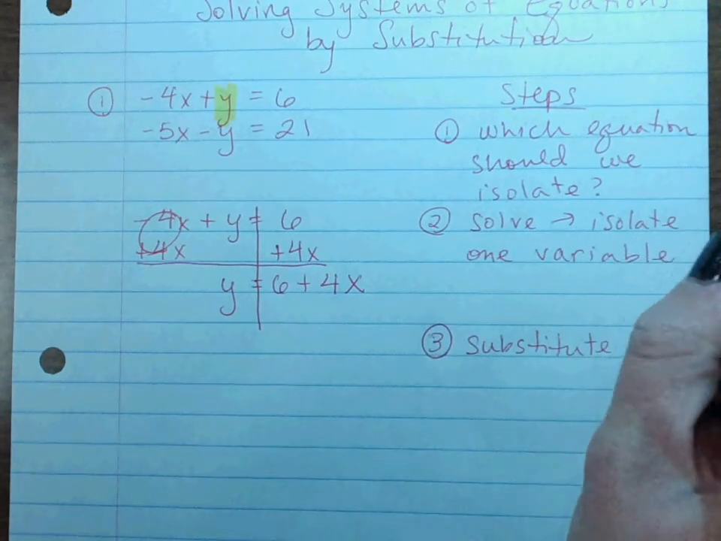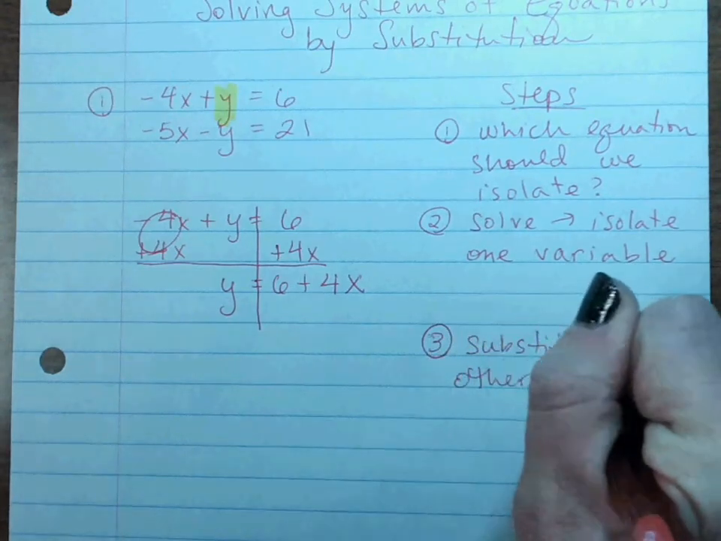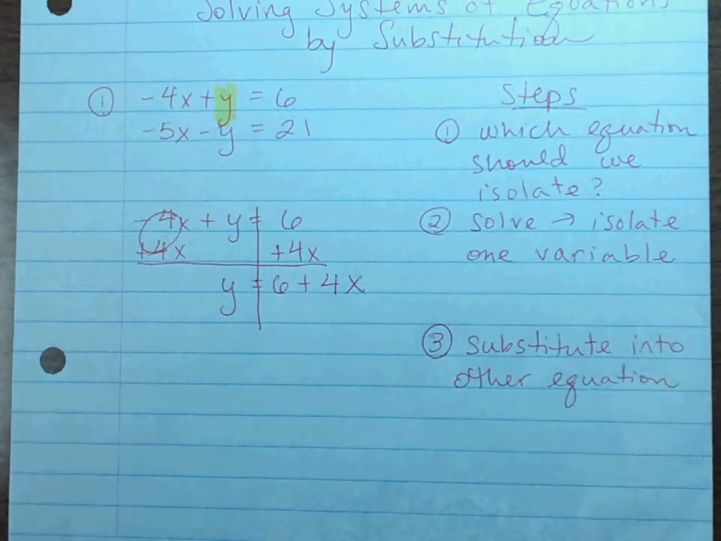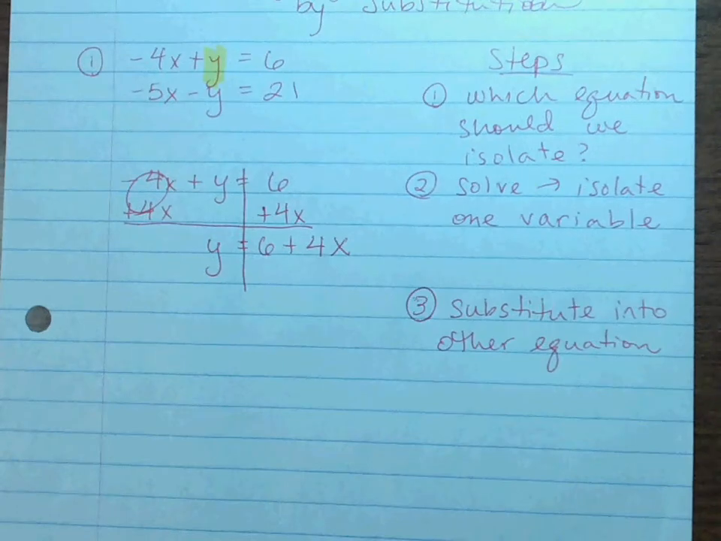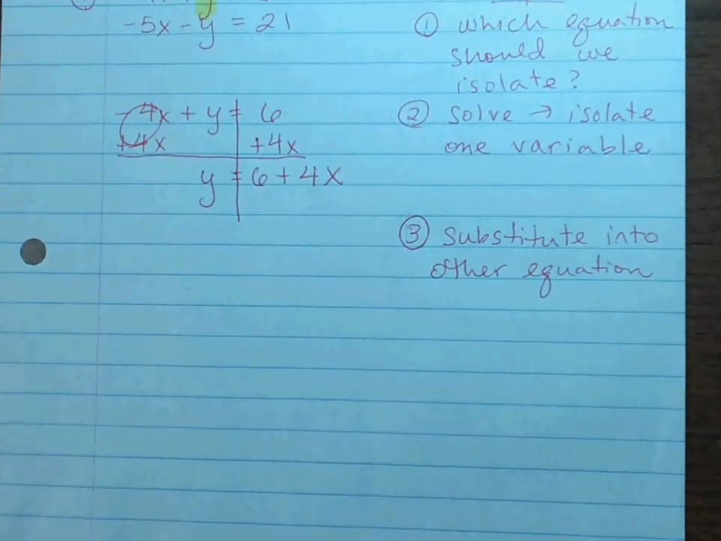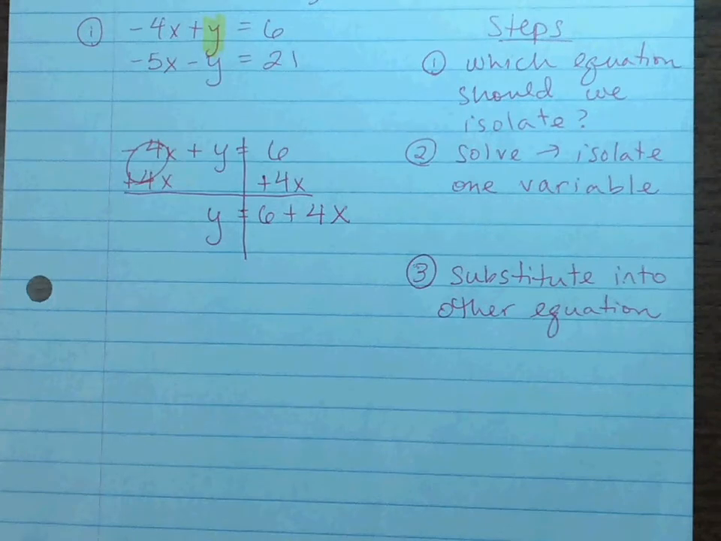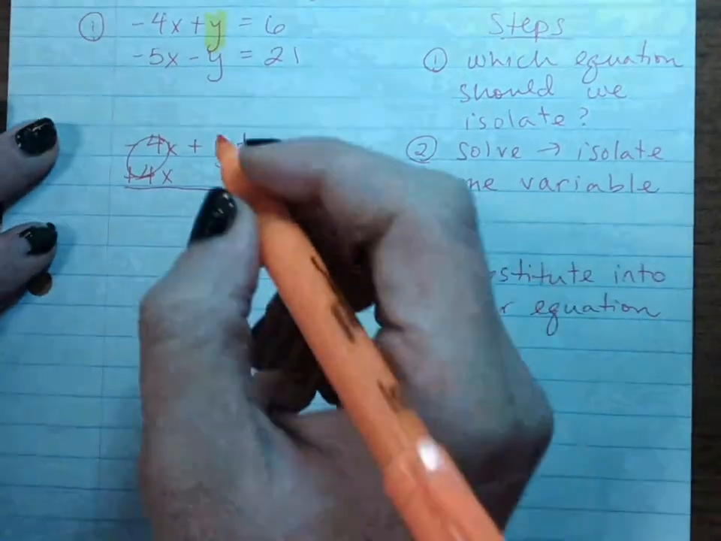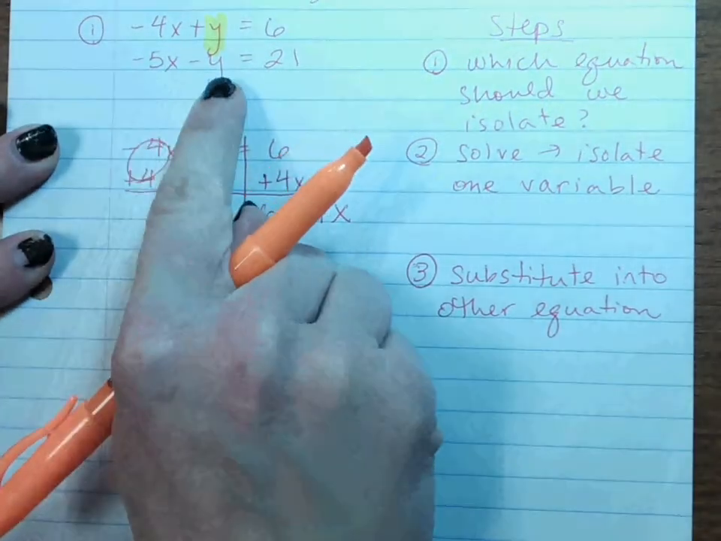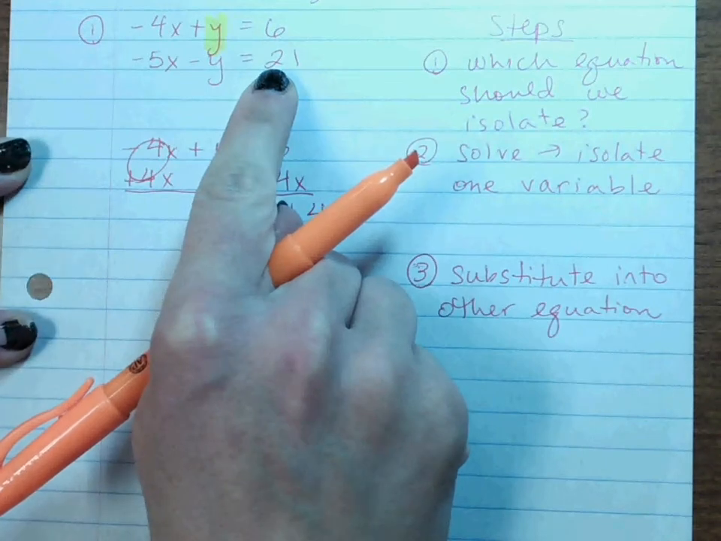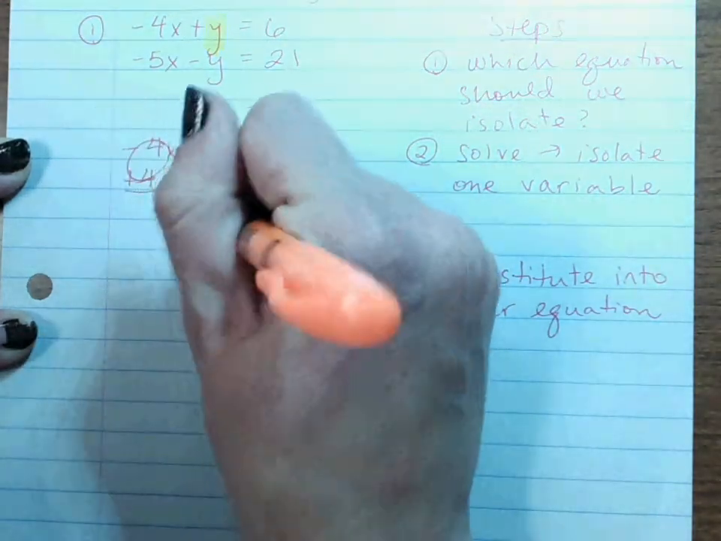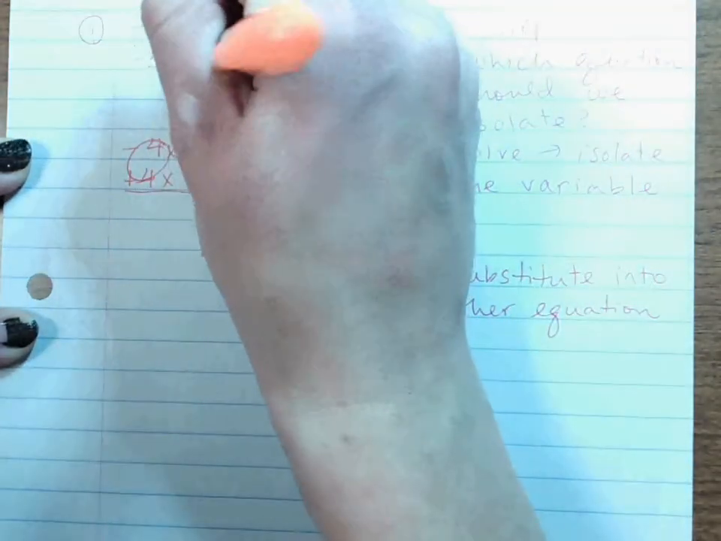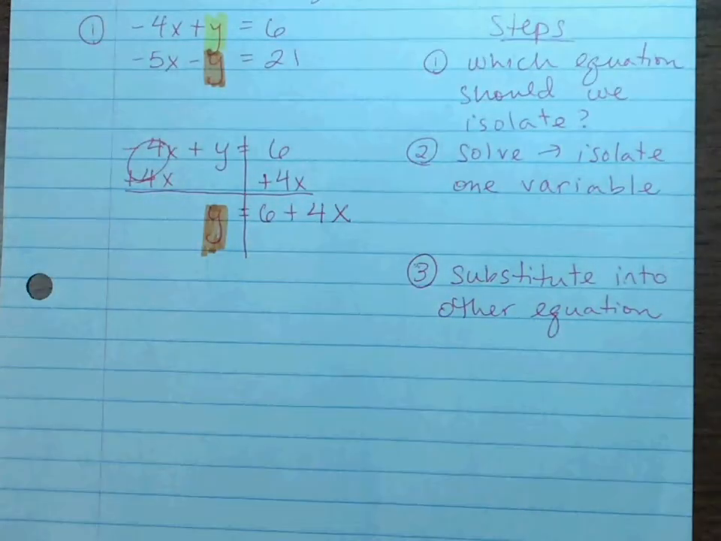Substitute into other equation. So if you look at the other equation, I've got negative 5x minus y equals 21. Which variable did I just isolate on the first one? Y. So what that means is I'm going to go to the y on the new one, I'm going to take it out, and what am I going to put in its place?